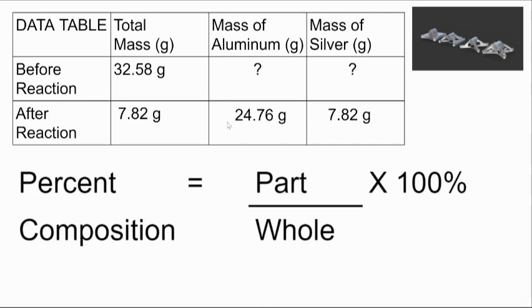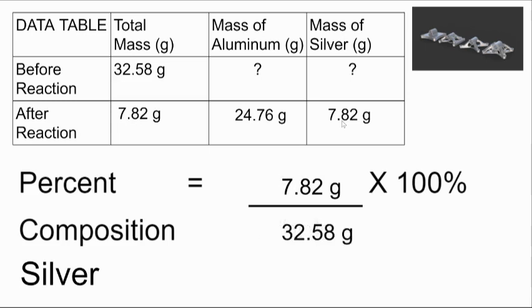So to find percent composition, we're going to be using our two values over here. This is the part of the product that is silver. This is the part of the product that's aluminum. And here's our total mass, the whole. If we want to find the percent composition silver, we'll take our part, 7.82 grams, divide it by the whole, 32.58 grams, and multiply by 100. And we should get 24% silver.